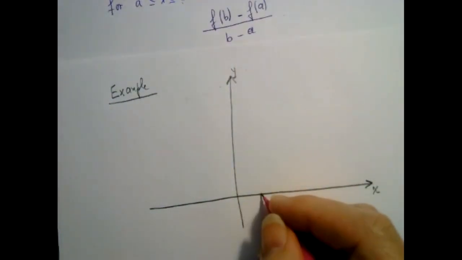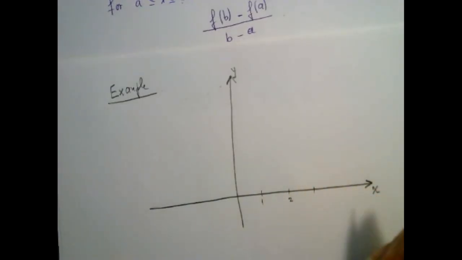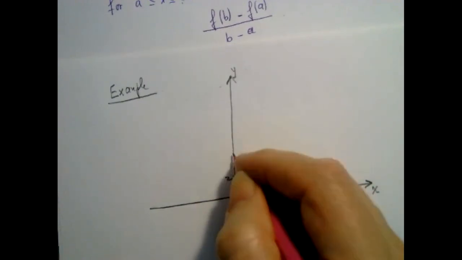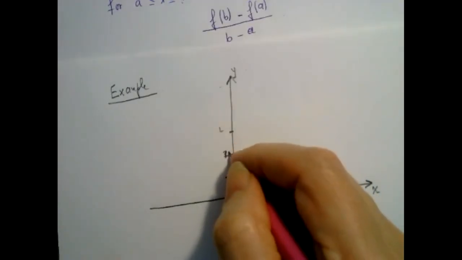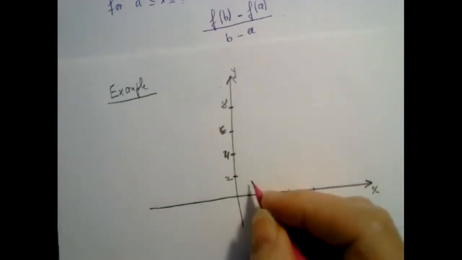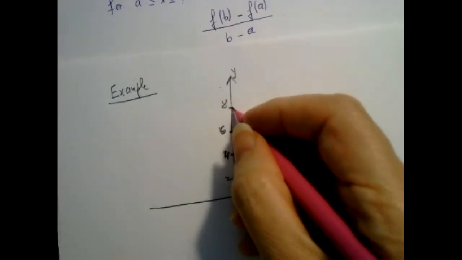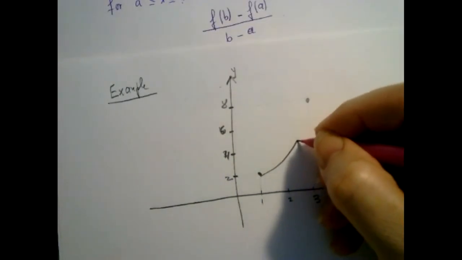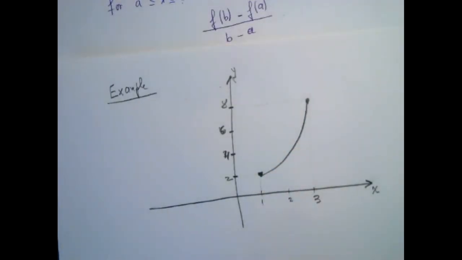So my function is simple. I'm going to draw it with you, so in case you're taking notes, you can do that. So at 1, that's 2, and that's 3. No, that's 4, that's 6, and that's 8. And this is my function. It's right here, and it curves like that. So that's my function on the interval 1, 3.